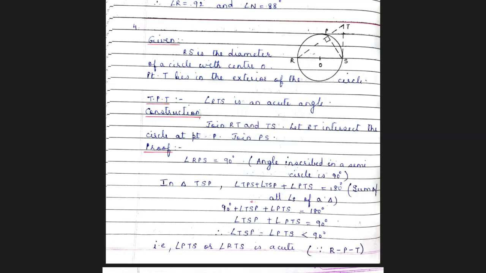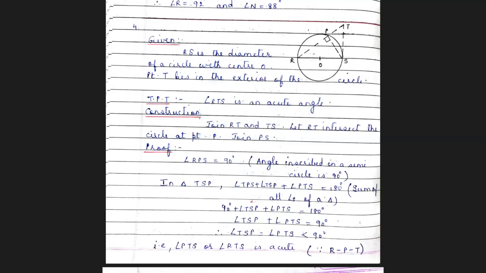In triangle TSP, take all the three angles, angle TPS plus angle TSP plus angle PTS. The sum should be equal to 180 degrees because sum of all angles of a triangle is 180 degrees. Now angle TPS is 90 degrees. Why? Because you are given RPS is 90. So by linear pair theorem, the other angle will be 90. So 90 plus the other two angles is 180. So sum of the other two angles is 180 minus 90, which is 90.